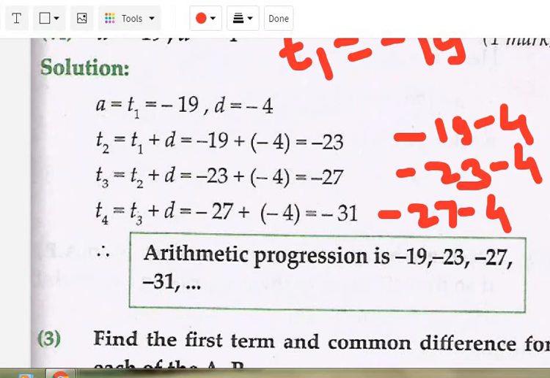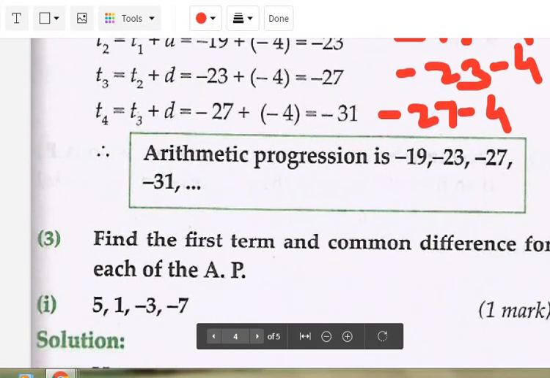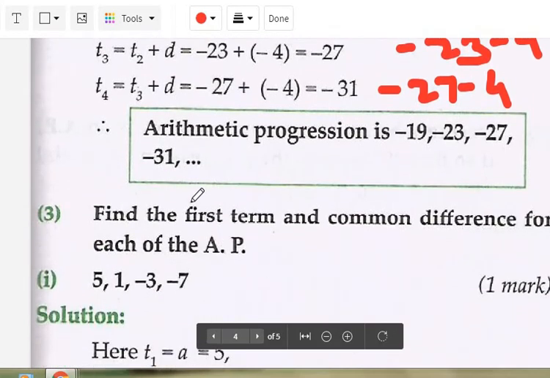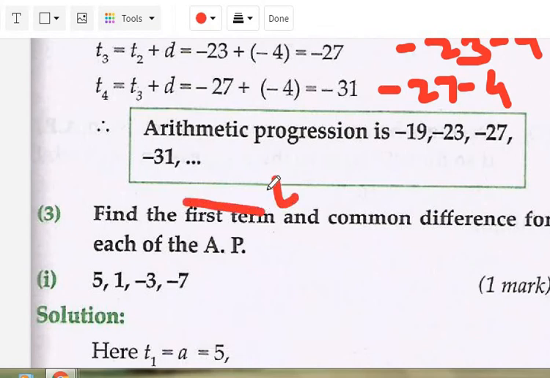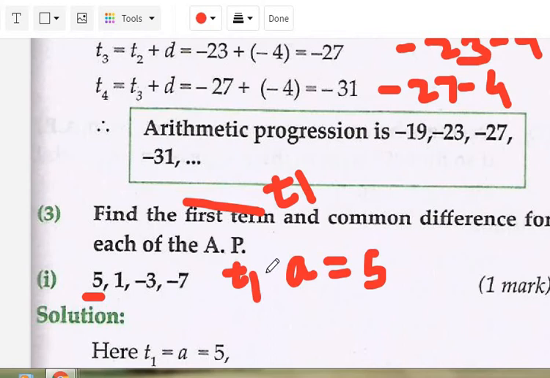Then question number 3: find the first term and the common difference for each of the following APs. Now see here, very easy. First term is what? We know first term is t1, okay. t1 is your first term. That means very easy. First question answer is, see, this is 5. 5 means first term, that is a is equal to 5, that is equal to t1. Then we have to find the common difference. How to find the common difference? Difference between two consecutive terms.